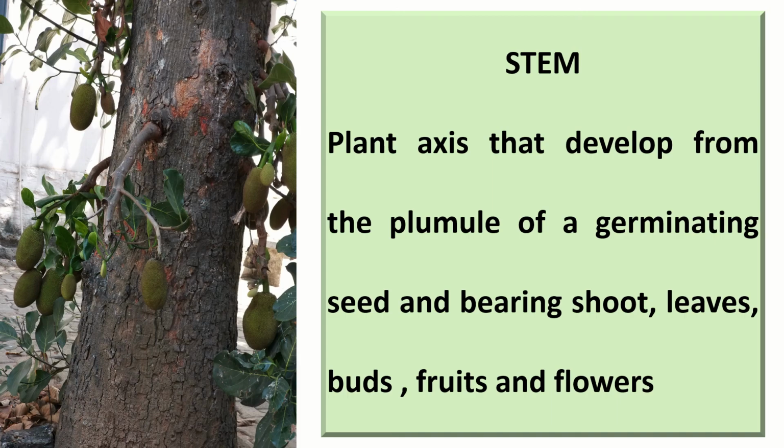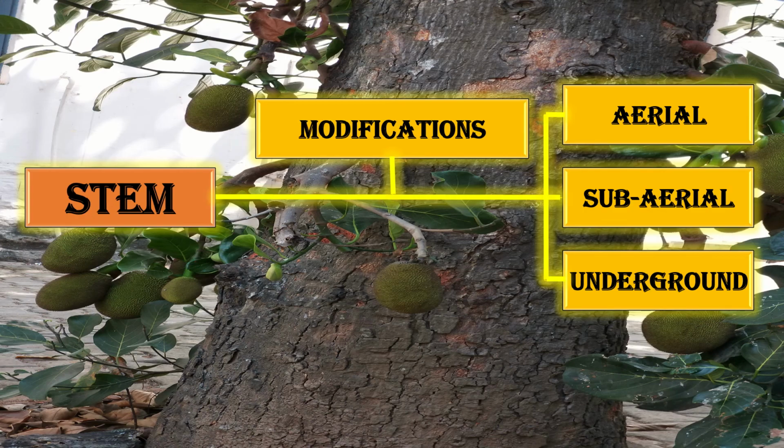Okay, so this is just a recapitulation. What is stem? Stem is the plant axis that develops from the plumule of a germinating seed and bearing shoot, leaves, buds, fruits and flowers. This is a very simple basic definition of stem. In the previous lecture, we had talked about its morphology and types, and here we will talk about stem and its modification.